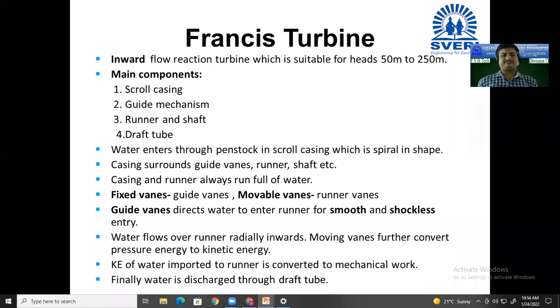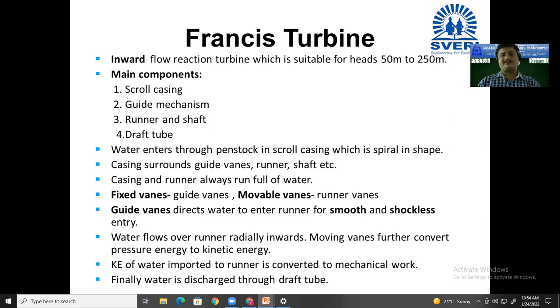Next point is casing and runner. Casing and runner are always full with water.